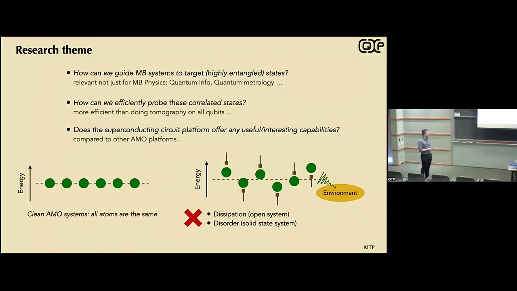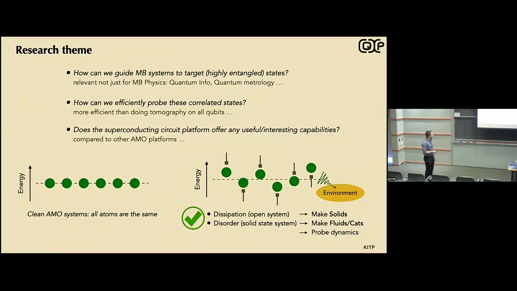Additionally, since we're dealing with photons as an open system, we have to deal with dissipation. And it turns out that you can actually use these imperfections to sort of make materials from photons. You can use dissipation to stabilize some incompressible states if you have a many-body gap.